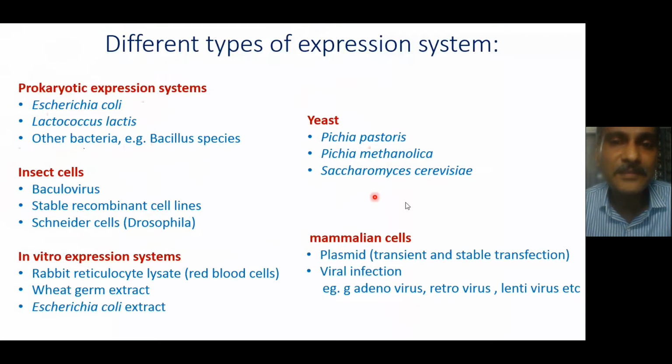Then we have mammalian systems also, where, at the highest level of eukaryotic systems, mammalian cells can directly be used by plasmid or viral infection for expression of your protein of interest. Then there are in vitro expression systems where small amounts of proteins can be generated either using whole cell lysates from rabbit reticulocyte, or wheat germ extract or E. coli extract, but that is not part of the discussion today. Today, our lecture will focus mainly on how to use the insect cell baculovirus combination for expression of protein.